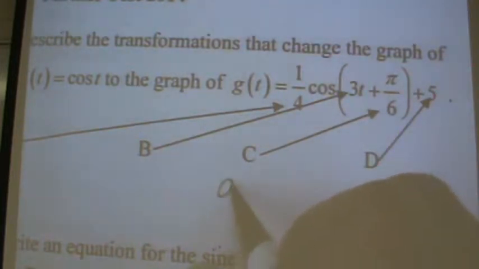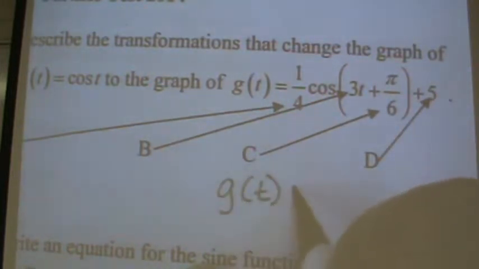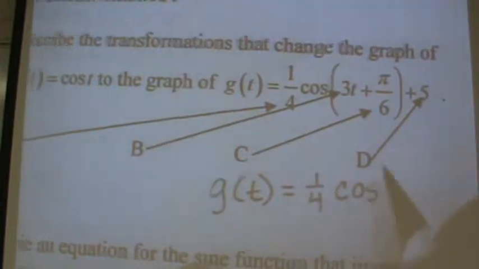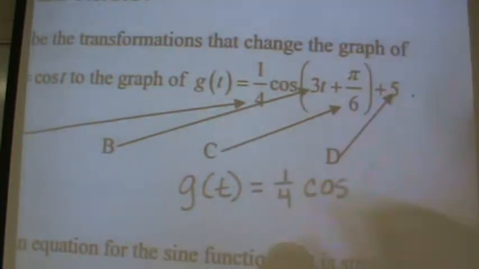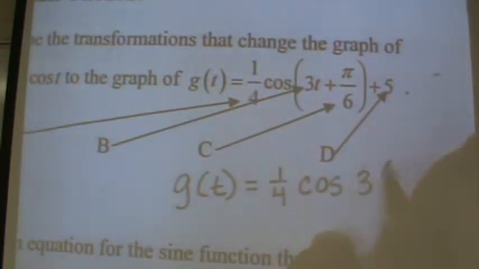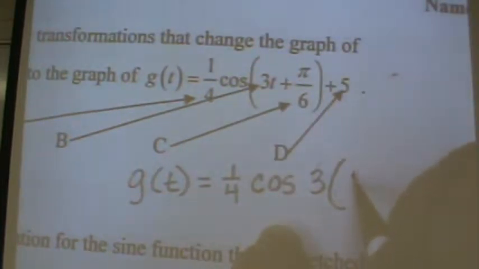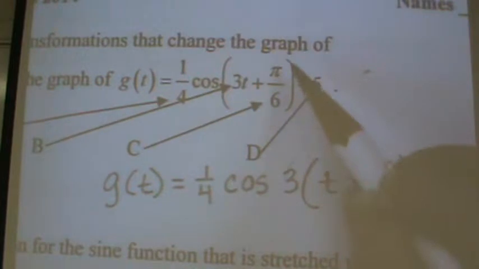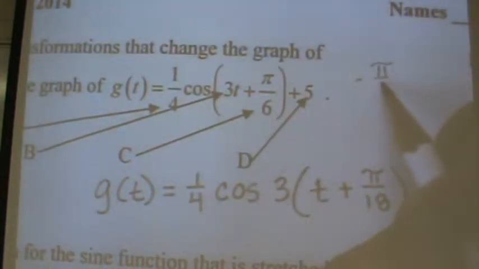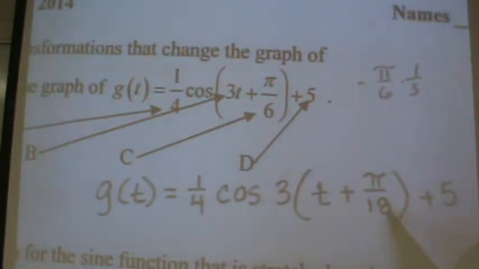So you have g of t is equal to 1/4 cosine. If you pull the 3 out of here, you're dividing by 3. So this is going to be t plus pi over 18, and then plus 5. So take this, pi over 6, and divide it by 3, or multiply by 1/3. So that's where you get pi over 18.